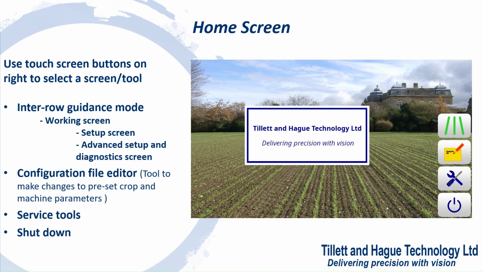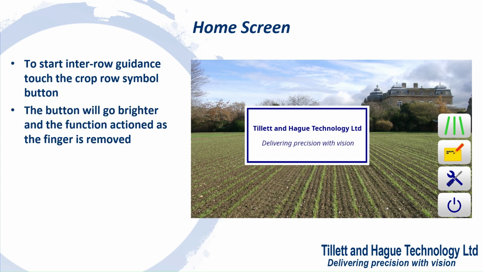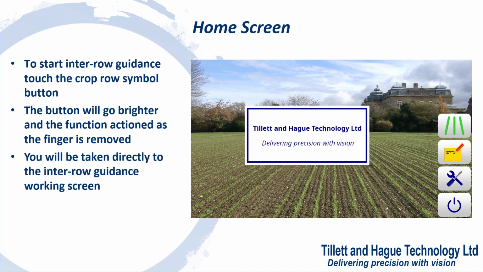To start inter-row guidance, touch the crop row symbol button. The button will go brighter and the function is actioned as the finger is removed. You will be taken directly to the inter-row guidance working screen. It is possible to apply your manufacturer colours to the working screen on request.